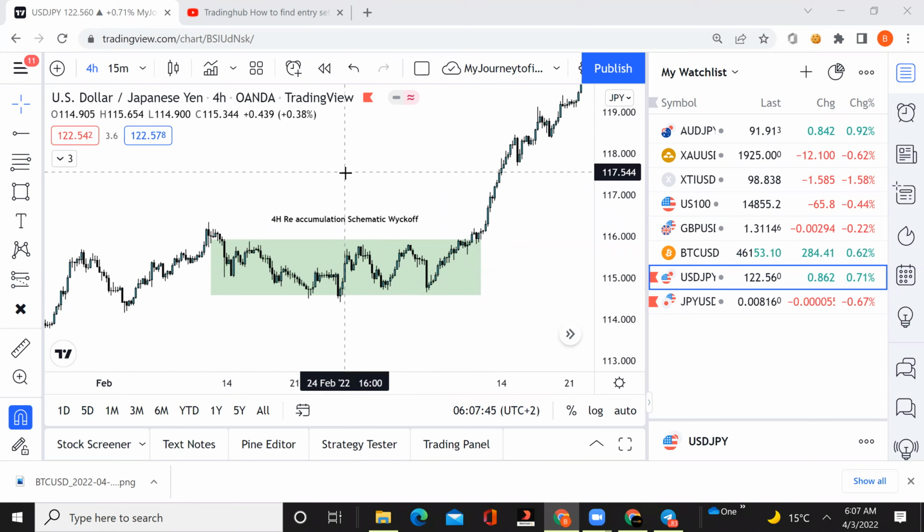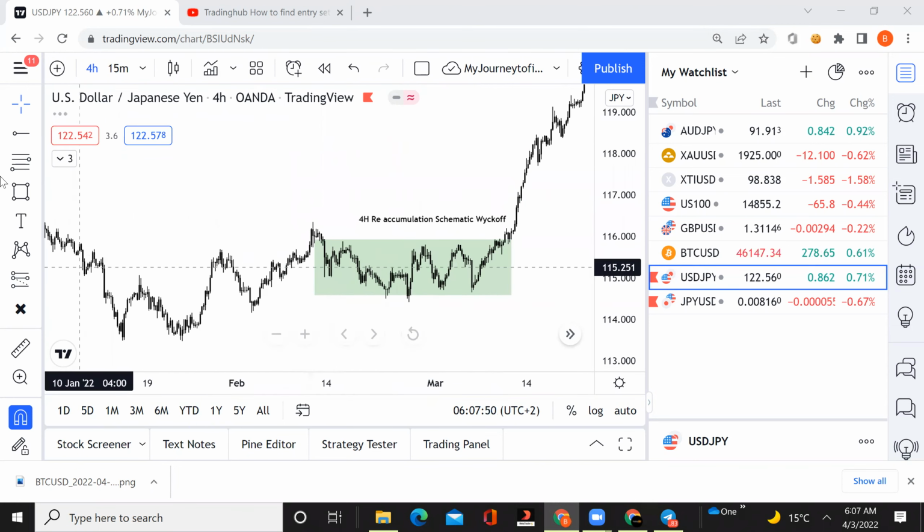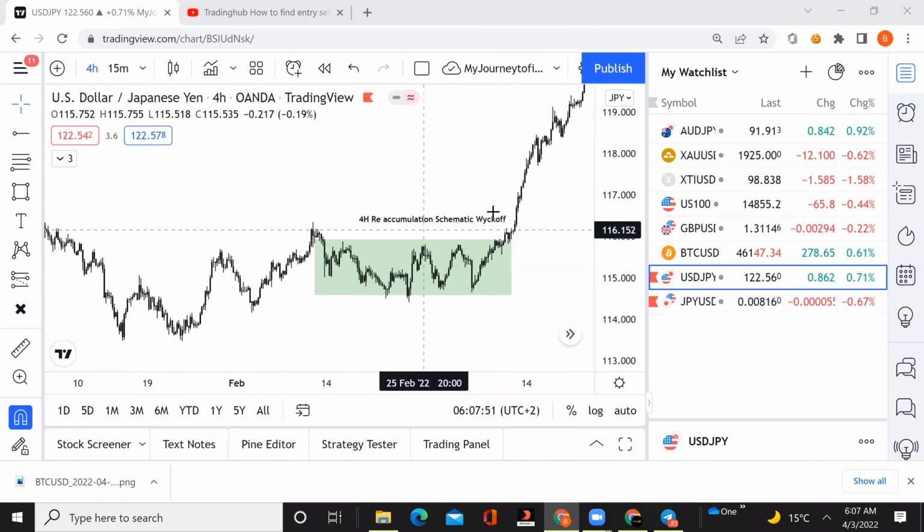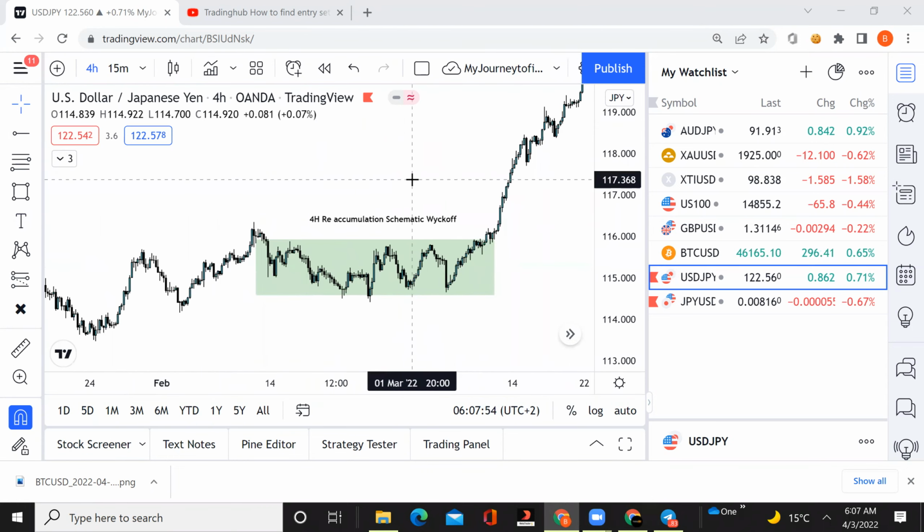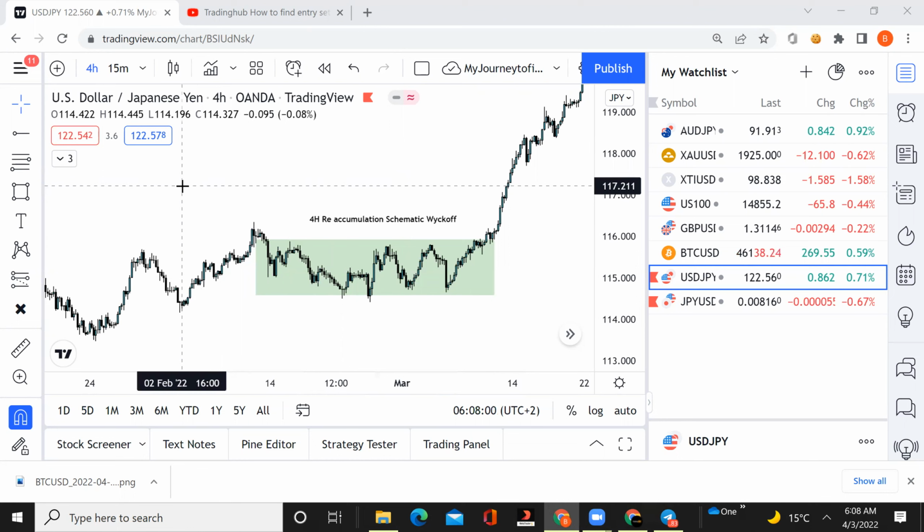So here we've got USD JPY on the 4-hour time frame, and we see that the market rallied up, consolidated, then rallied up again against the downside. Now that is a Wyckoff reaccumulation schematic type of pattern. Now, this is USD JPY.